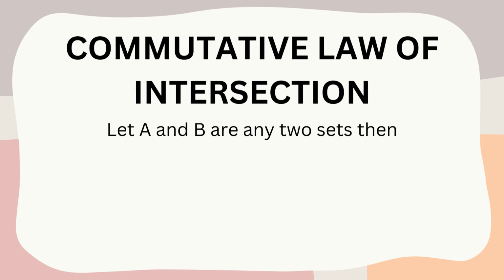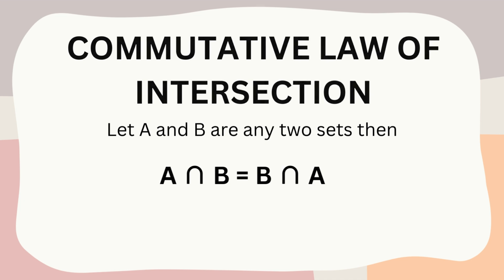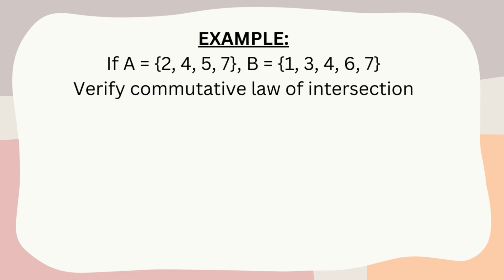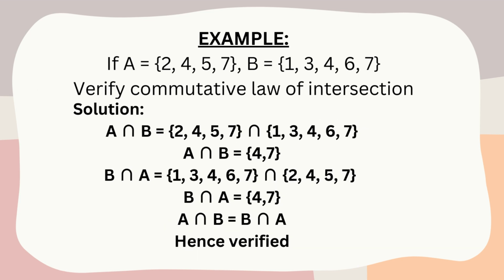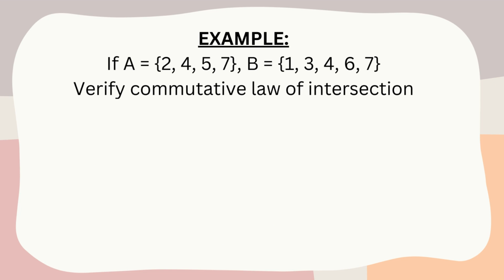To know what the commutative law of intersection is, you should know that A intersection B is equal to B intersection A. In order to verify this, let's have a look at an example. 2, 4, 5, 7 for set A and 1, 3, 4, 6, and 7 for set B. First, we find A intersection B. We get elements 4 and 7. For B intersection A, we get the same elements, 4 and 7. Therefore, it's verified that the commutative law of intersection is true.